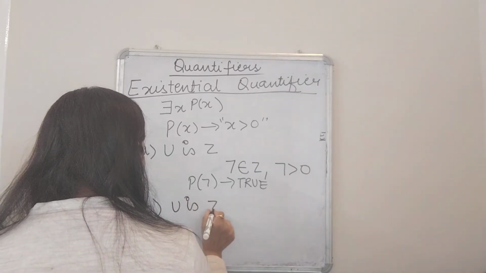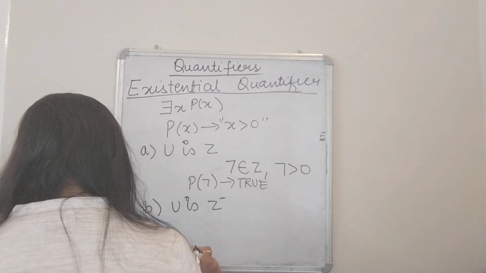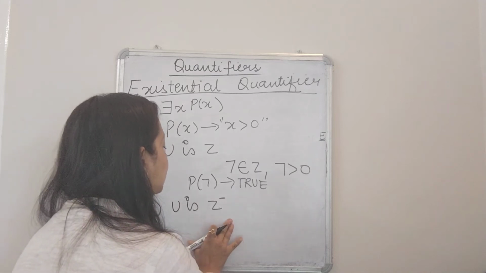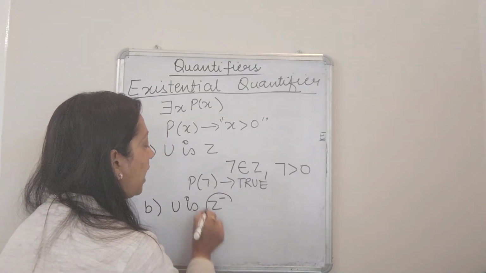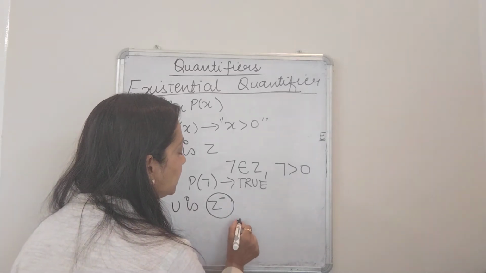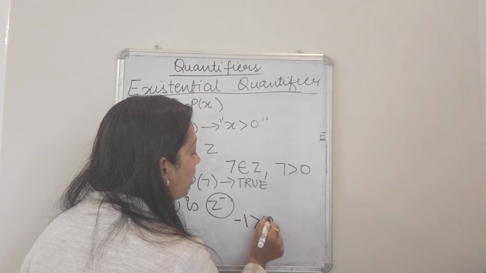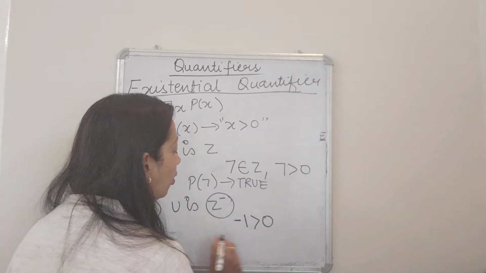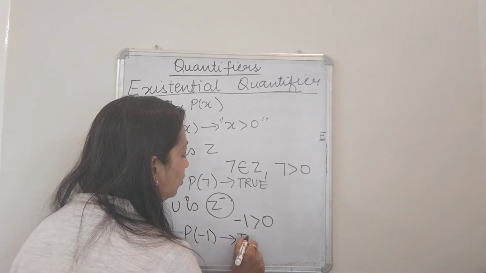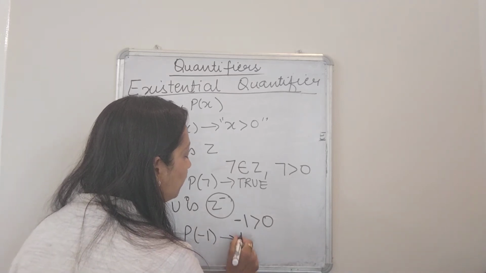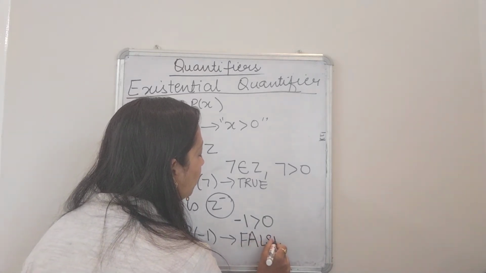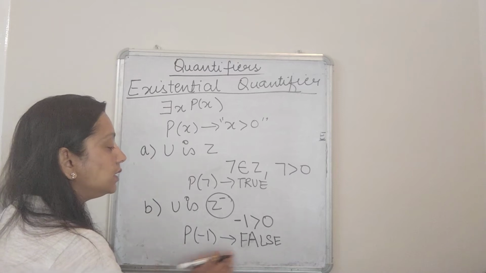For the other case, we take the domain of negative integers. In this case, no negative integer can be greater than 0, that we know. So if I take an example of negative integers, let us take minus 1. Is minus 1 greater than 0? No. So that means p of minus 1 will not have a truth value true. The truth value for this will be false, because minus 1, or for that matter any negative number, cannot be greater than 0.